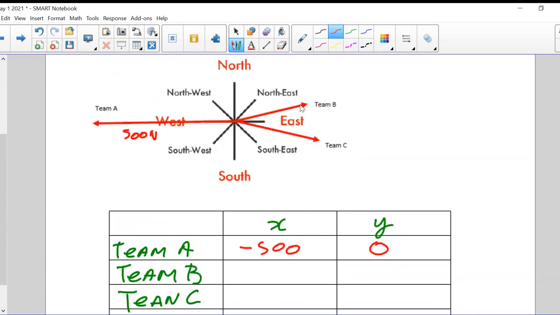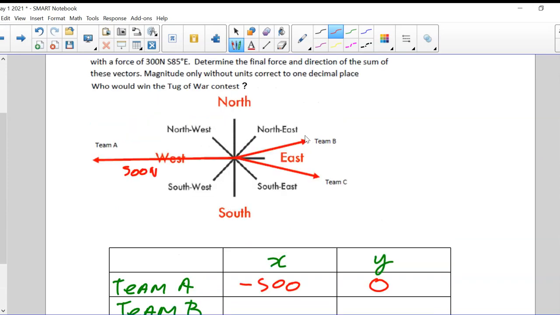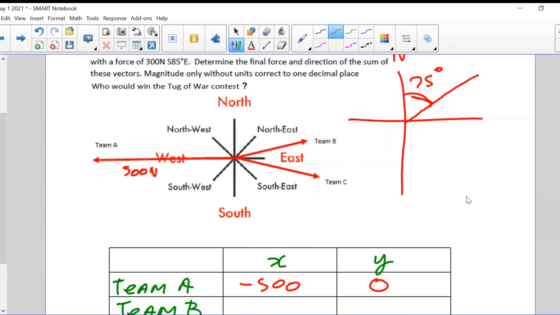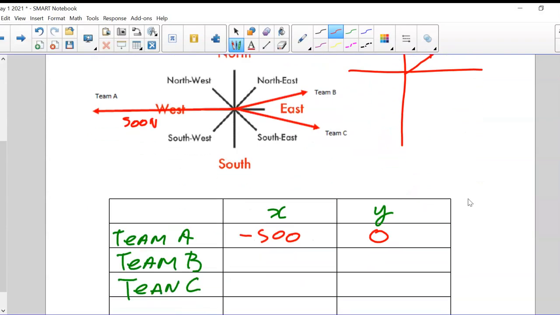Team B is this vector right here, right? I want you to think of the x component. And let me just remind you of something. This says north 75 east. I'm going to remind you what that means. It means I'm 75 degrees east of north. So this is north right here. 75 degrees east of north means this is 75 right here. That's what it means. You're 75 degrees away from north going in an easterly direction. So what angle should I be using for team B?